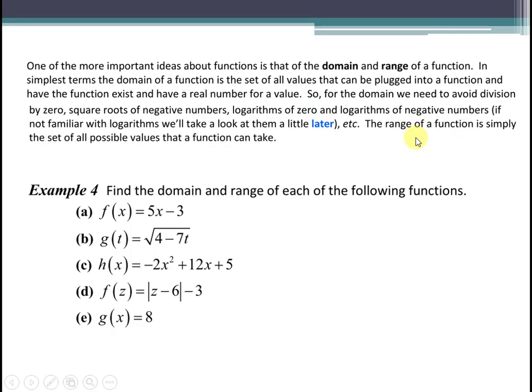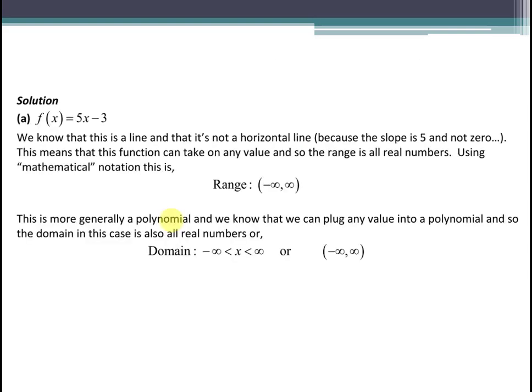The range of the function is simply the set of all possible values that a function can take. The next example, example number 4. Find the domain and range of each of the following functions. So how can we find the domain and range of the functions? Let's consider the solution.